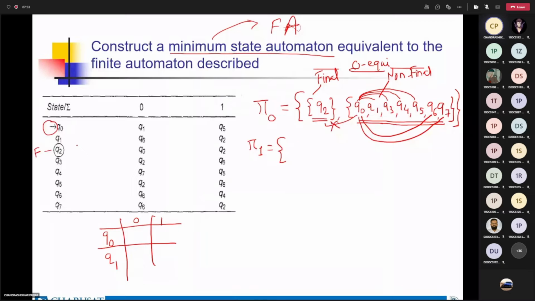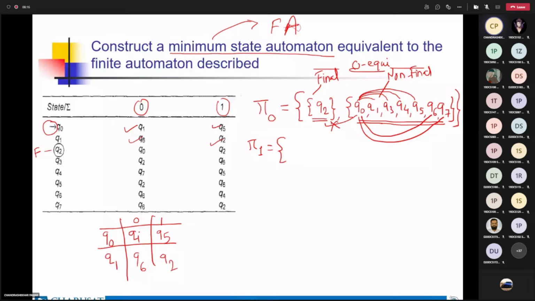So Q0 with input 0. What is the transition? Q1. Write down Q1 here. Q0 with input 1. What is the transition? Q5. Next Q1 with input 0. Q6. Q1 with input 1. Q2.